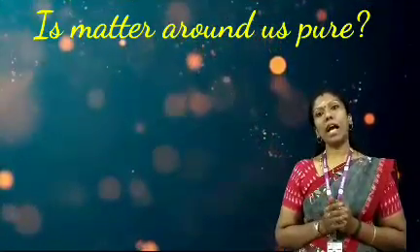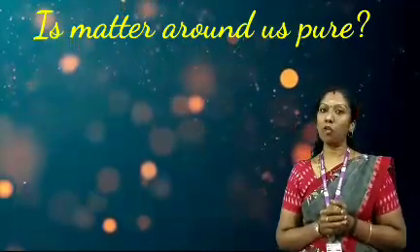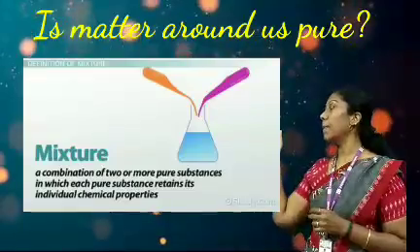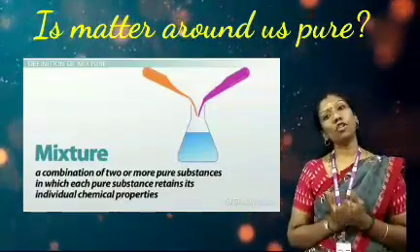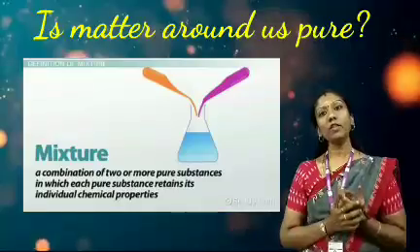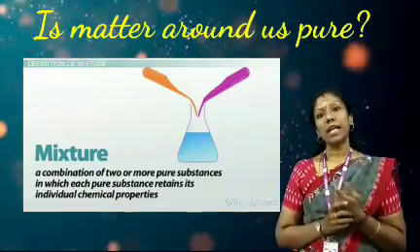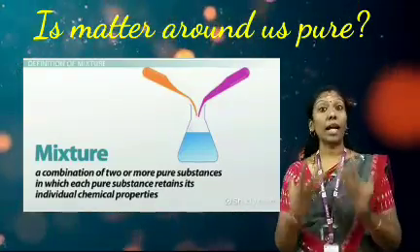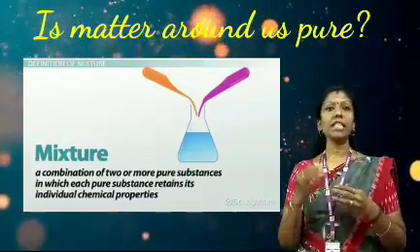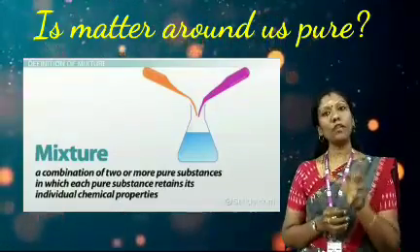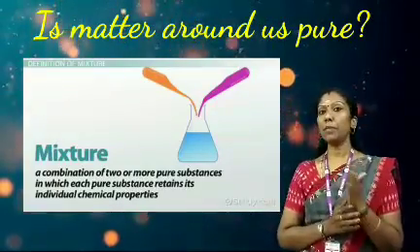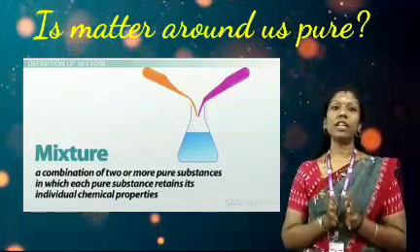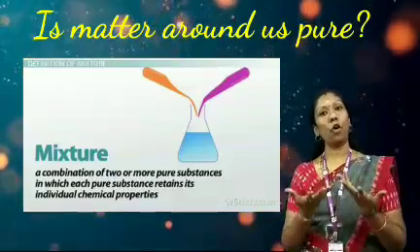So first we will start from chapter 2 is matter around us pure. In this chapter the first definition is what is a mixture. Now mixture is constituted by more than one form of matter. That is, if I say mixture, it will consist of more than one kind of particle of matter. Whereas if I say pure substance, it is only one form of matter. So this is the difference between pure substance and impure substance. The impure substance is nothing but mixture which will contain more than one kind of form of matter.